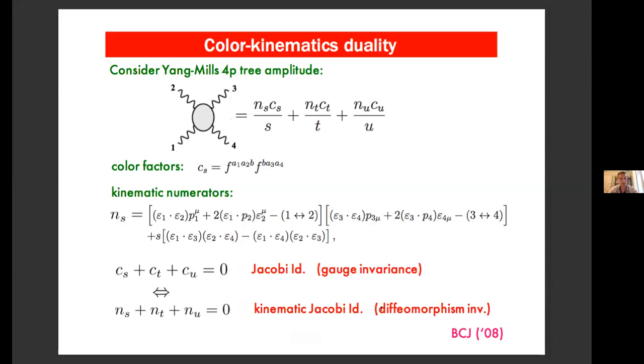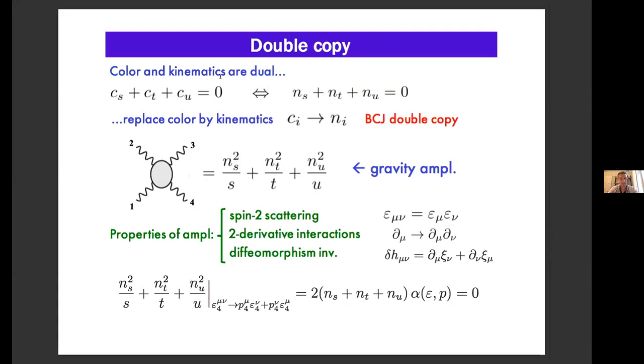So the claim in the paper roughly 10 years ago, or I guess 12 years ago now, is that if you impose this identity and this identity at the same time, then these are algebraically the same identity, so you're justified to swap color for kinematics. And then you get something that looks like this. What you have done then is that you have replaced the polarization vectors by polarization tensors, because you have two of them. You also double up the number of derivatives, so you have two derivative interactions rather than one derivative interaction. And you will also have diffeomorphism invariance, which is basically inherited from the gauge invariance.